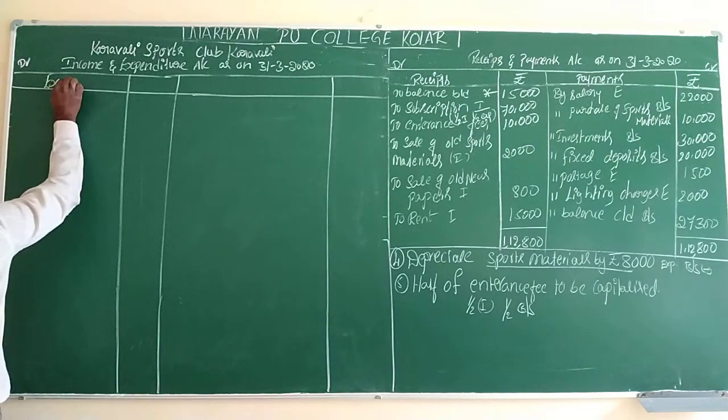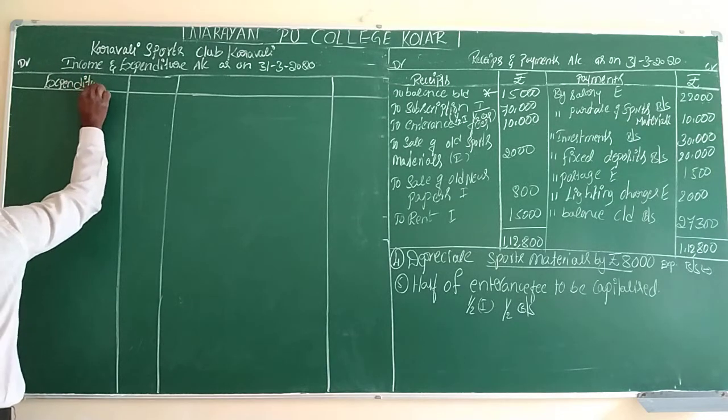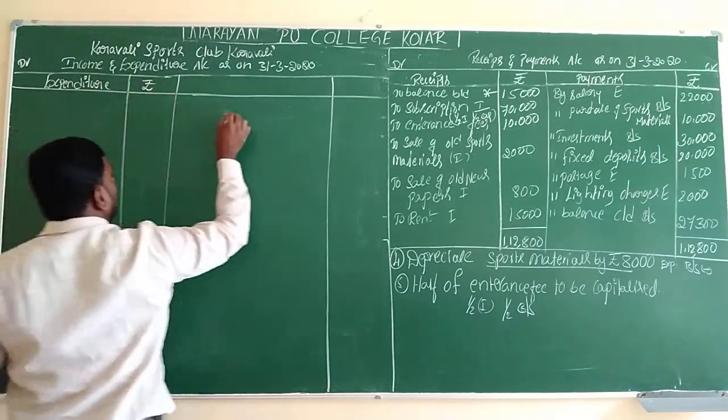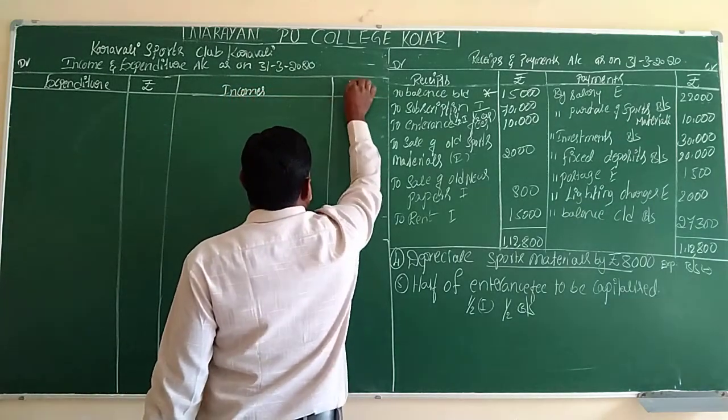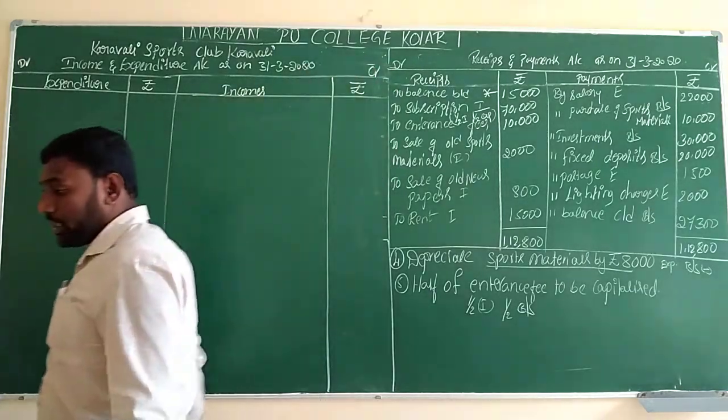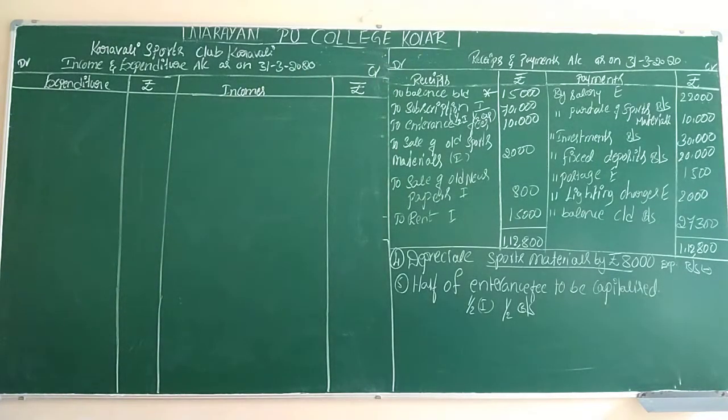Expenditure, amount, incomes, amount. We should write debit and credit compulsorily. We will fulfill the conditions and write all the transactions like this only. So expenses rupees, incomes rupees. The income and expenditure account is totally based on the receipts and payments account only. So if any adjustment is there, we have to adjust, otherwise we should transfer directly.